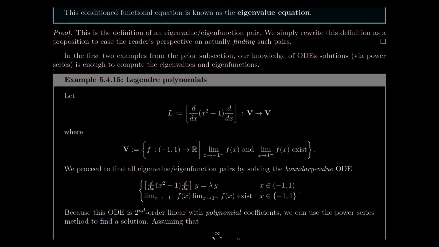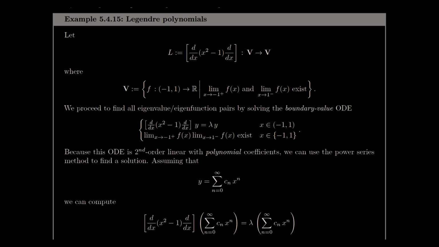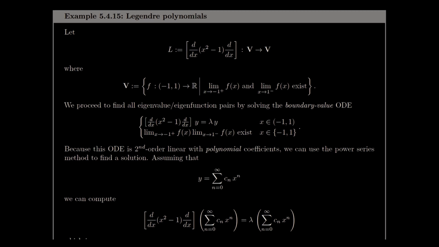So with that said, let's actually get about solving for these Legendre polynomials that you experienced in the last video. Let's recall, what did our operator look like? It looked like a derivative in x, then multiplying by x squared minus 1, and computing another derivative in x. And our domain here, V, was the space of functions from the interval -1 to 1 into R, so that the limits on both sides actually existed.